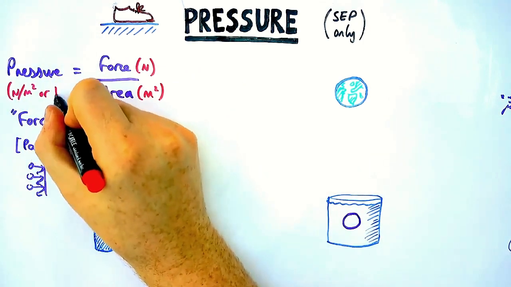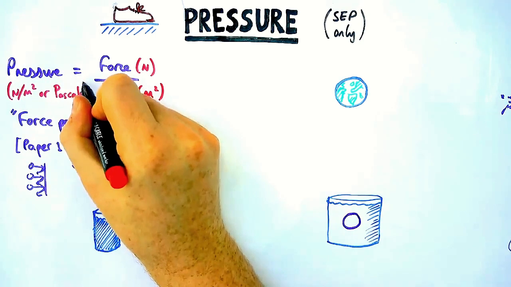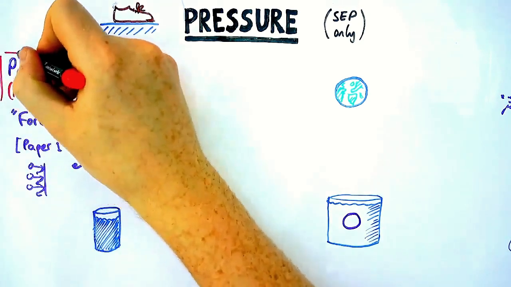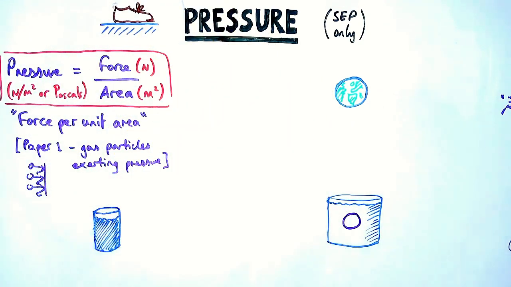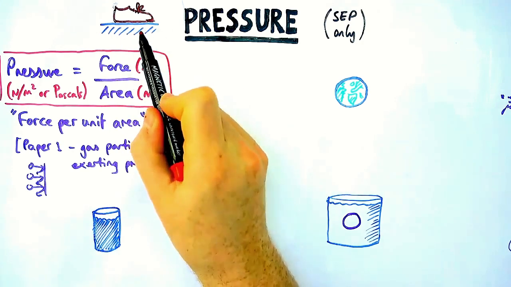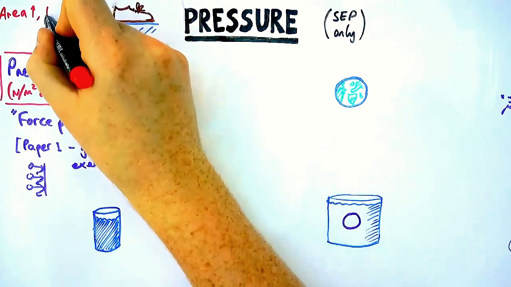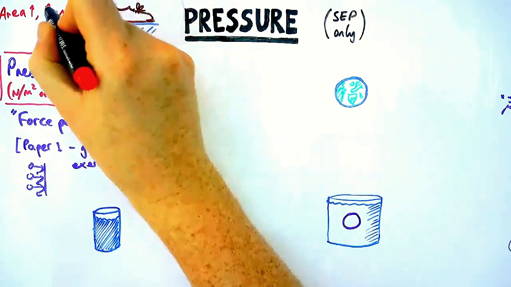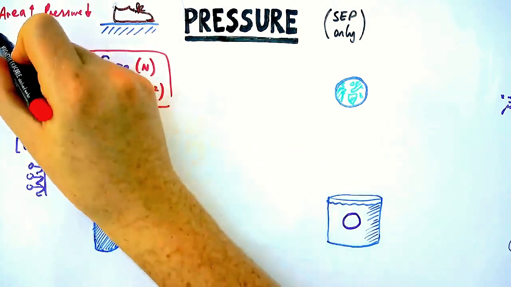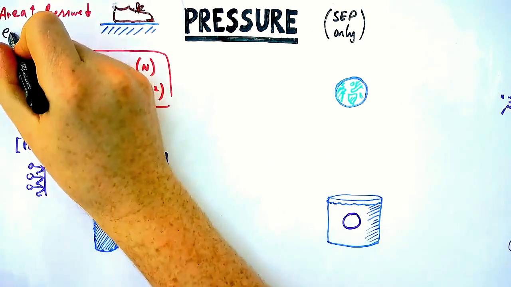Now the units: force is in newtons, area is in meters squared, so therefore pressure is in newtons per meter squared, also known as pascals. Both units are absolutely valid. Now, let's have a look at what this means then. I've got a shoe up here standing on some ice. If I were to increase the area, the pressure would go down, meaning they're inversely proportional.